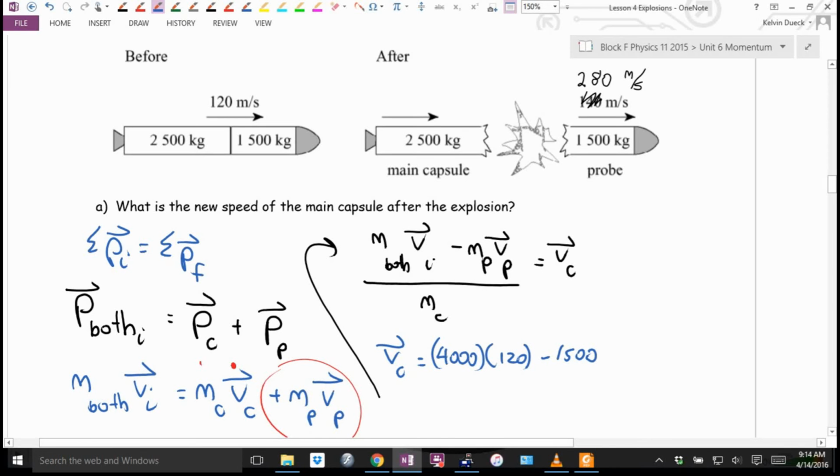Now, I'll ask, this isn't meant to confuse you, but this is to remind you to check. Should that 280 be positive or negative? I think we've decided that right is positive, so it is positive, but always get in the habit of checking and asking, because vectors make a difference here, okay? Divided by mass capsule. And I'm expecting an answer less than 120, because I think the capsule slowed down.